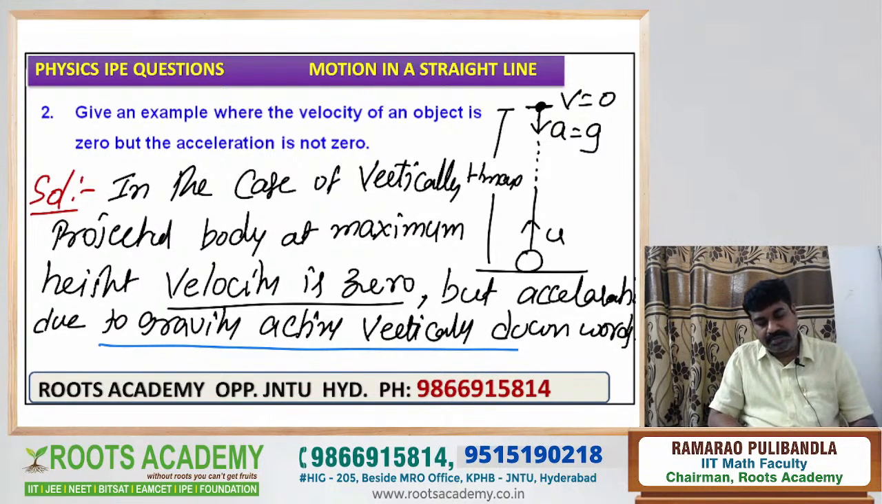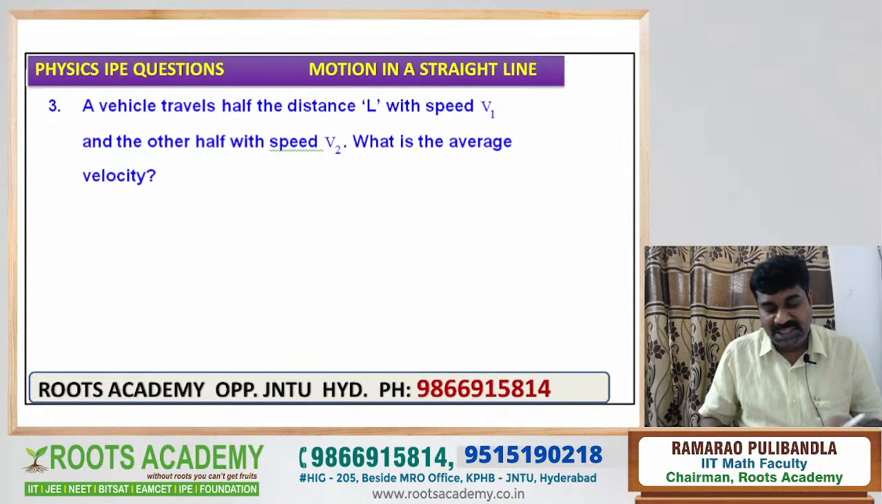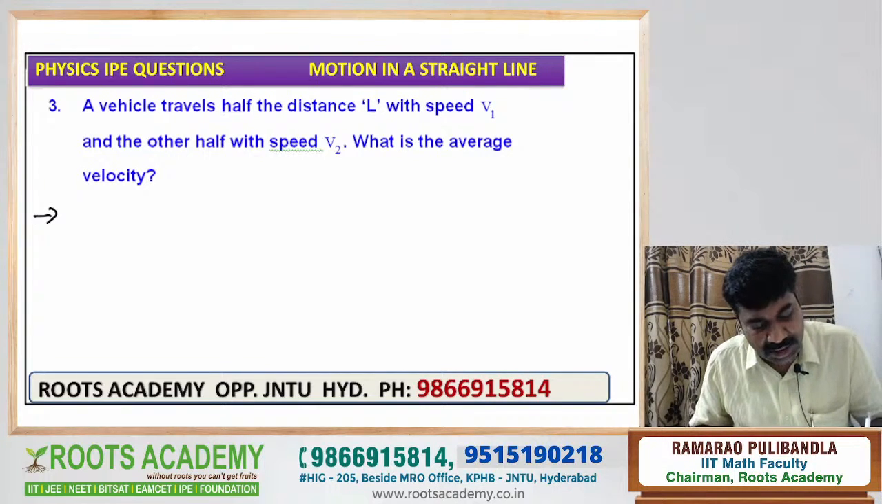Next one. Here, a vehicle travels half of the distance L with the speed v1 and the other half with the speed v2, then find the average velocity. What is the definition of average velocity? Total displacement by total time taken. Here, average velocity.